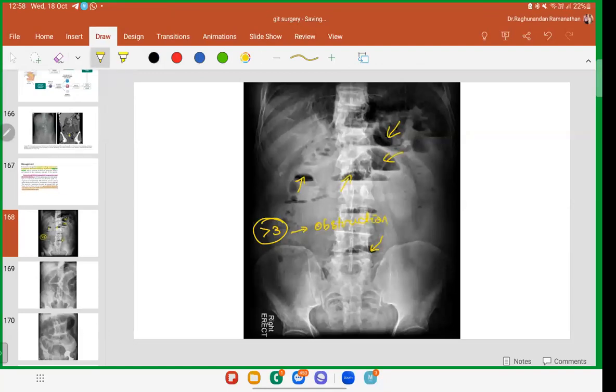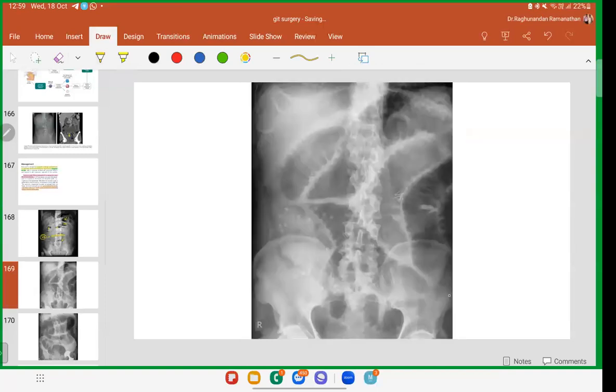This is the first thing which we can understand from this. In this, what can you see? You can see a feathery appearance. What is this feathery appearance suggestive of? Feathery appearance suggests complete volvulus.